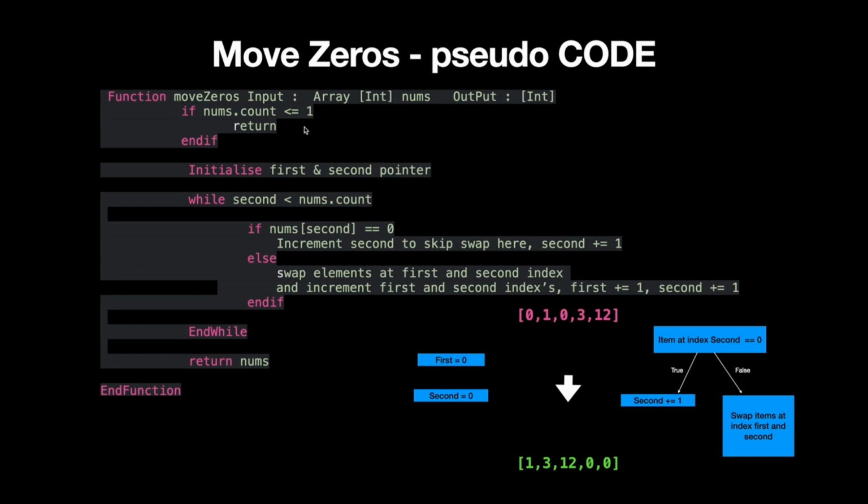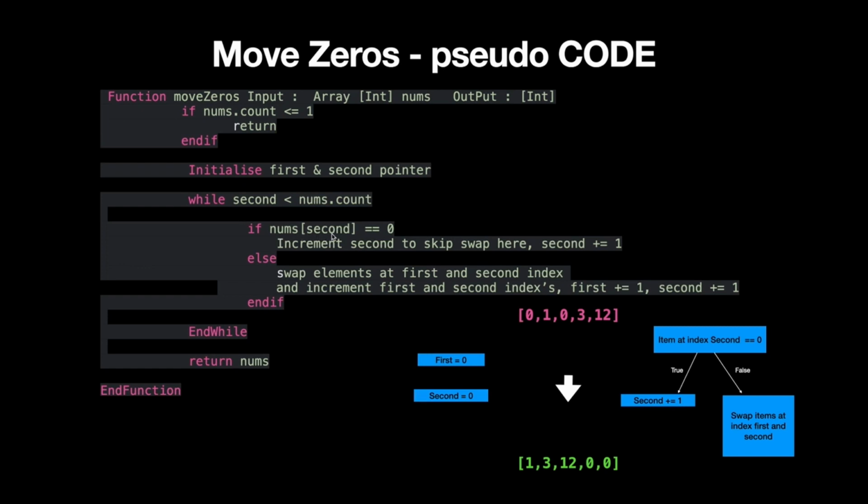So in moveZeroes, if nums.count is less than 1, we return the input array itself, because it doesn't make sense. It has to be more than one element in the input array, then only we can move on to the zeros, right? And then we will initialize first and second pointers. And while the second pointer is less than nums.count, as I said, second would be moving forward and first would be behind second, right?